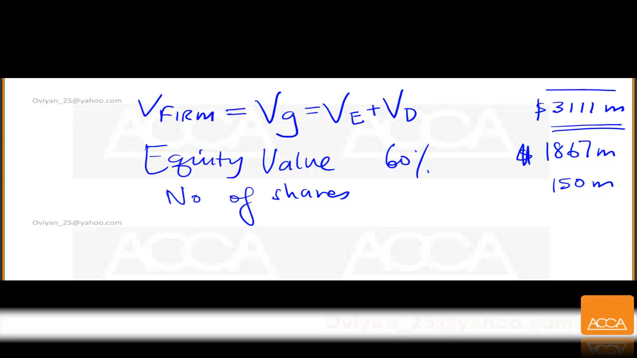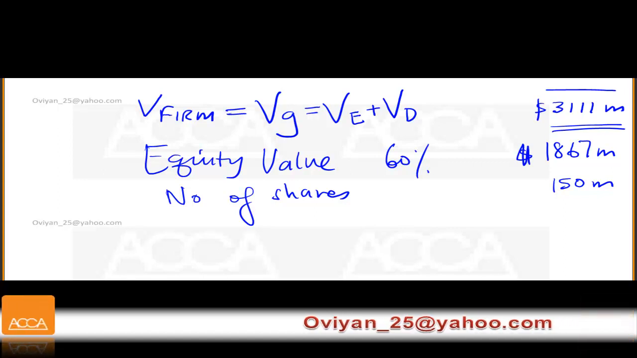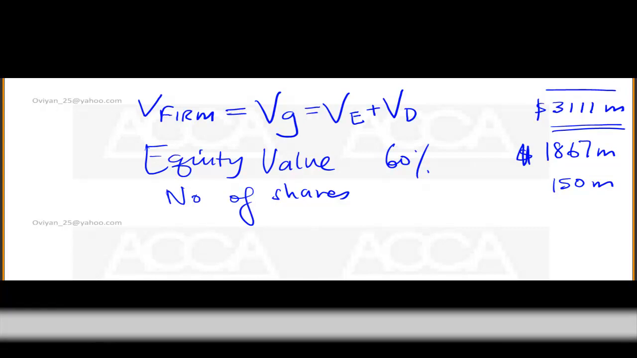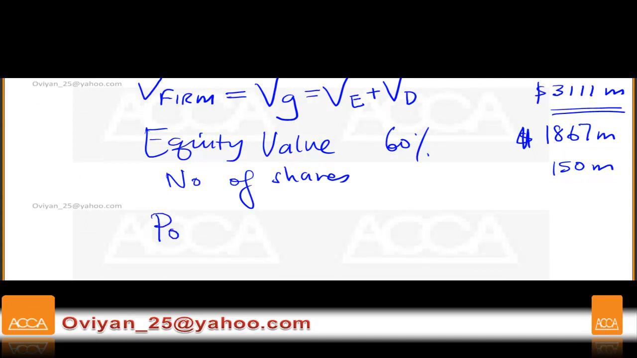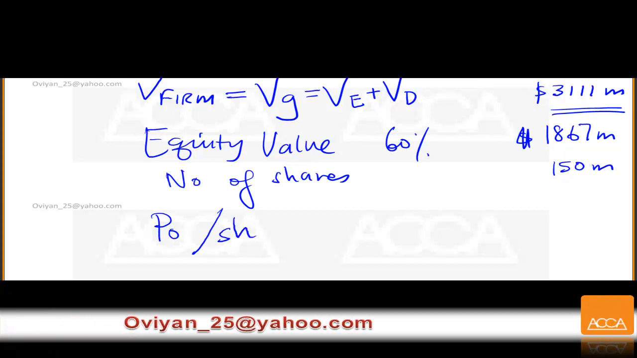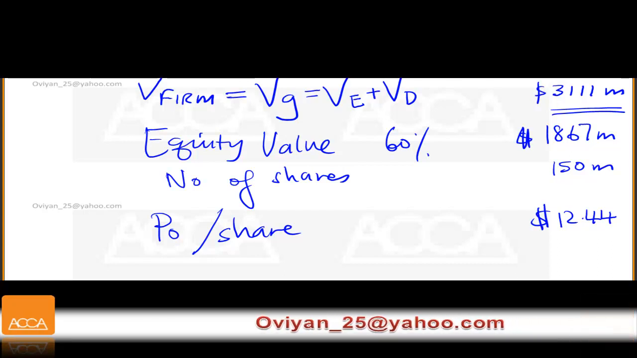I'm going to use 1867 divided by 150. 3111 multiplied by 60% is 1866.6. I wrote here 1867, but I'm going to use 1866.6 divided by 150. That's what the examiner usually does. I just want to highlight this one. Divided by, you're going to get a price for Venitra per share pre-acquisition using the free cash flows to firm methodology. It's 12.44.